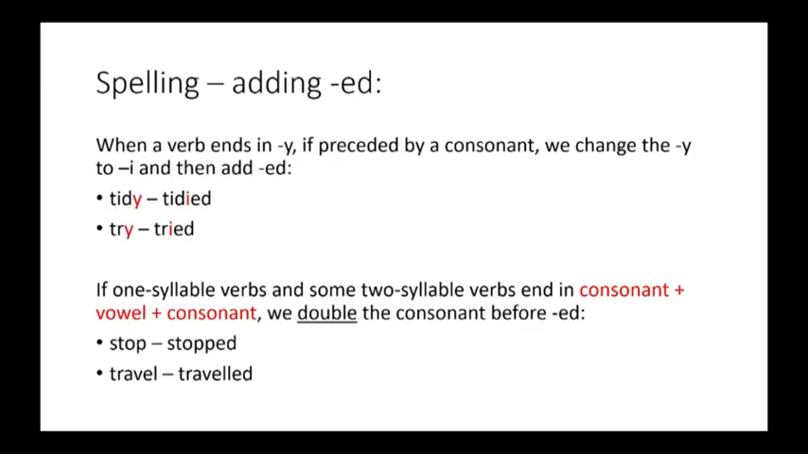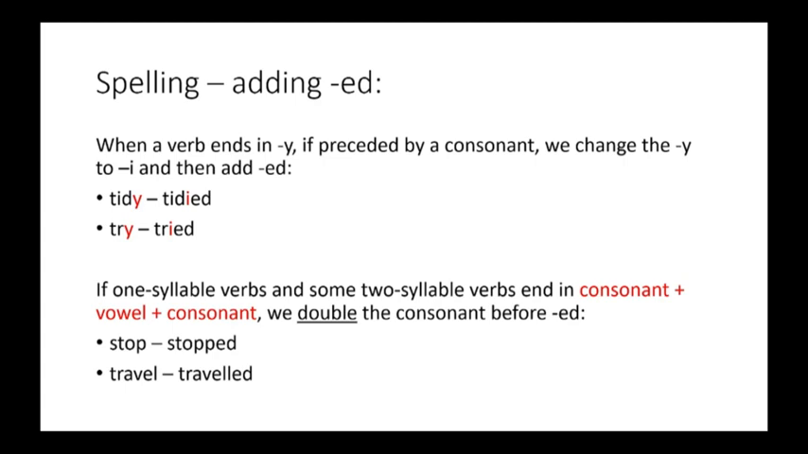Let's take a look at spelling now. How do we add ed to verbs? Well, if a verb ends in y and has a consonant before y, the y changes to I, and then we add ed, just like with present tenses. Tidy, tidied. Try, tried. If there is a vowel, we don't change the y to I.